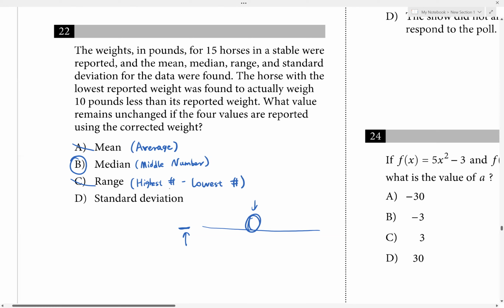Okay, and standard deviation is a measure of spread, how spread out the numbers are. If the numbers are all closer together to the mean, we have a smaller standard deviation. As it's more spread out, we get a bigger standard deviation. So if we're changing the smallest number here, this number will be further away from the mean of the whole data set. So the standard deviation will change. Maybe not by much, but it will still change a little bit. So it's definitely B. Okay, B for number 22. The median won't change here.